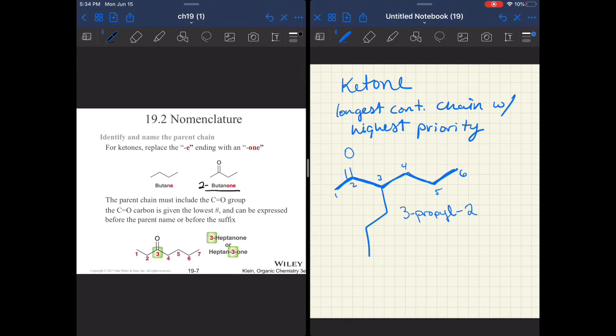And then I do need to say where that ketone is. And you can put it in the parent or in front of it. When it's an alkane, it's easy enough to see. If it was a hexenone, you might want to put it inside. All right, so you could also do hexan-2-one. There we go. And you can see they show you that same information in their example with heptanone.